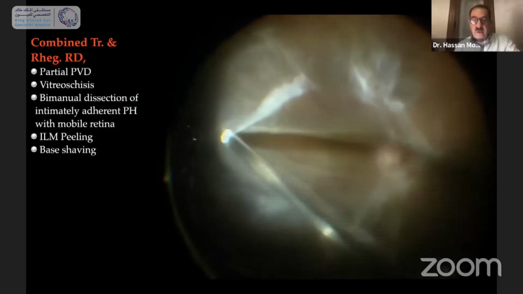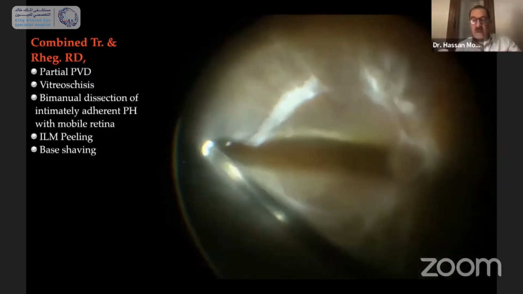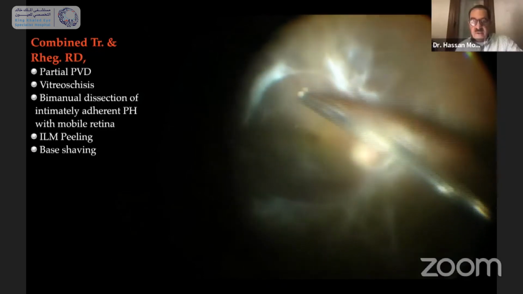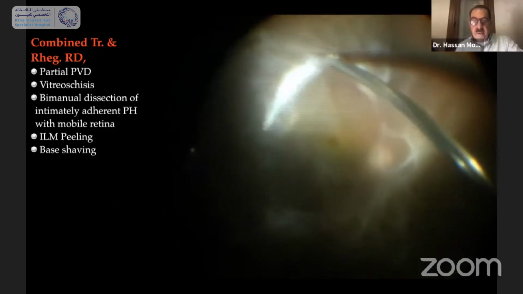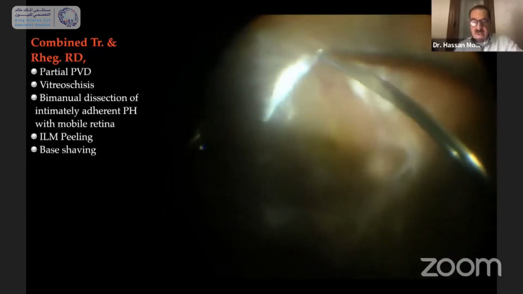This is a more difficult case where there is a circular contraction of the fibrovascular tissue producing combined traction rhegmatogenous retinal detachment.